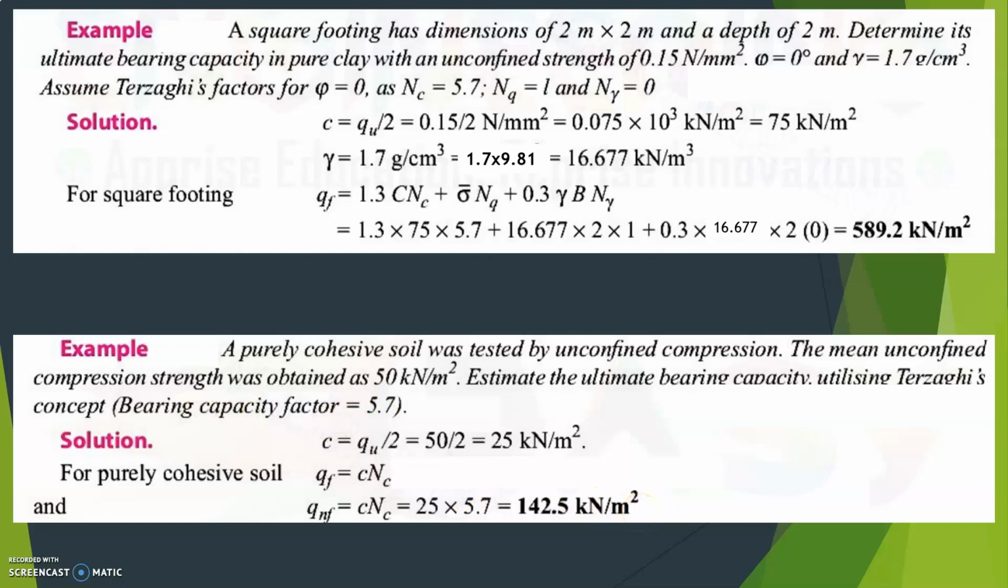Like this you can calculate what is the bearing capacity.